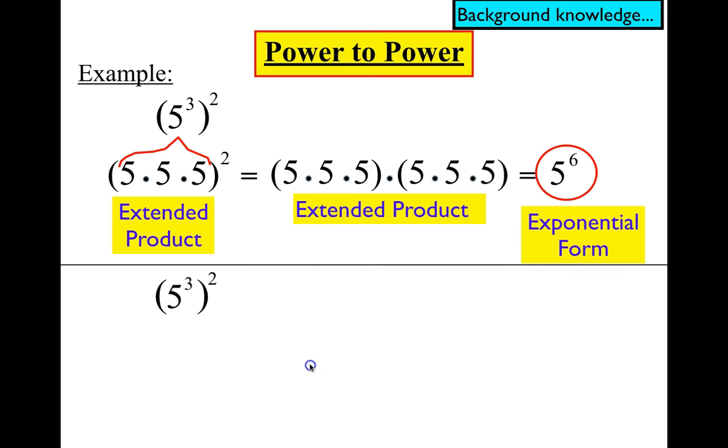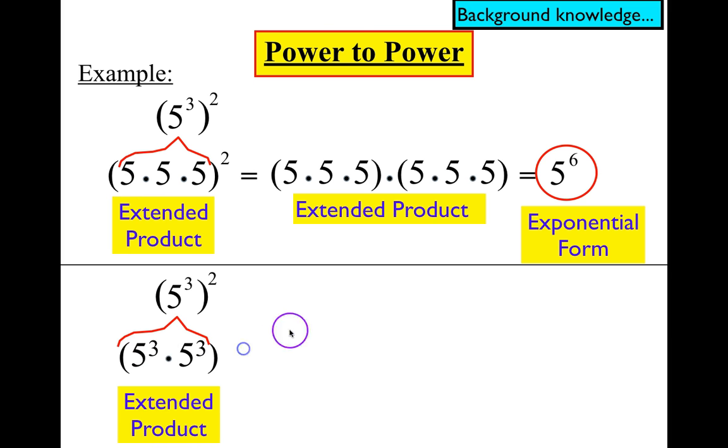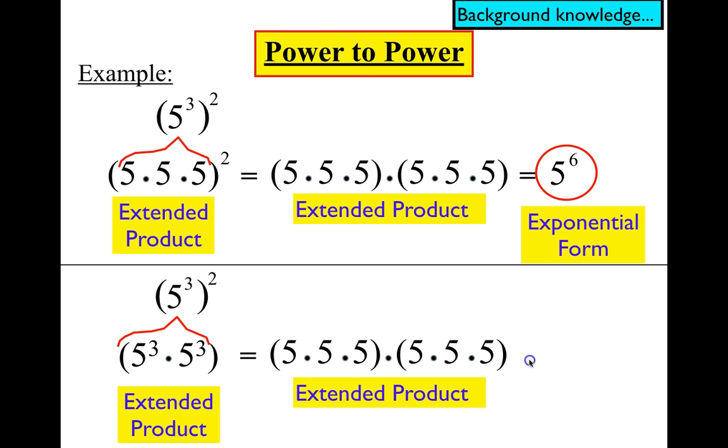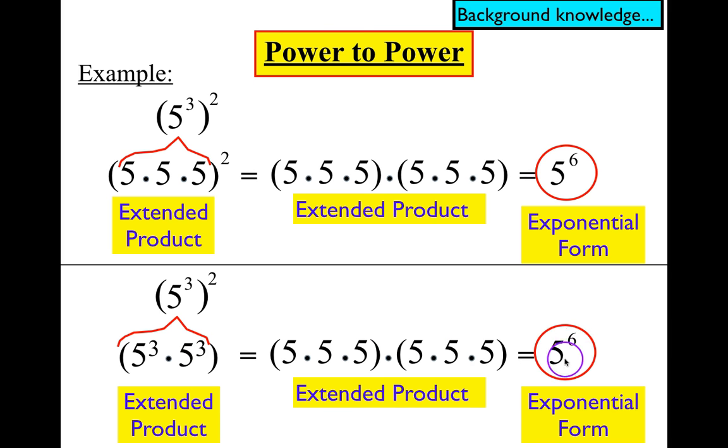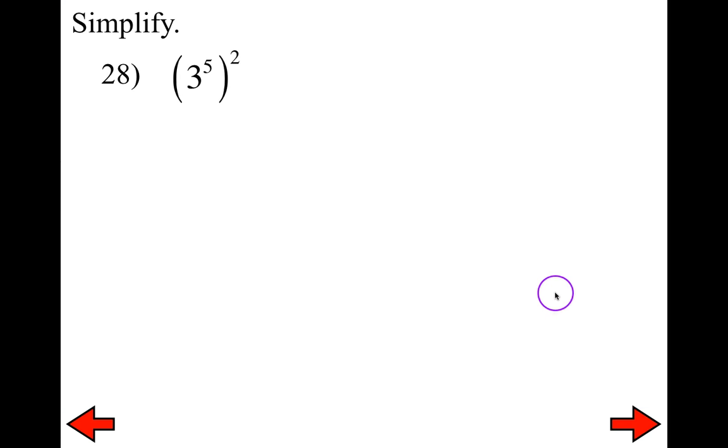So some of you might see it another way. Some of you might say, hey, I see 5 cubed. I can repeat that twice. So notice the difference between these two. So now I'm going to go ahead and extend this out to say 5 repeated 3 times, and then once more, 5 repeated 3 times. But guess what? Our answer is still the same. Our exponential form will still be 5 to the 6th power.